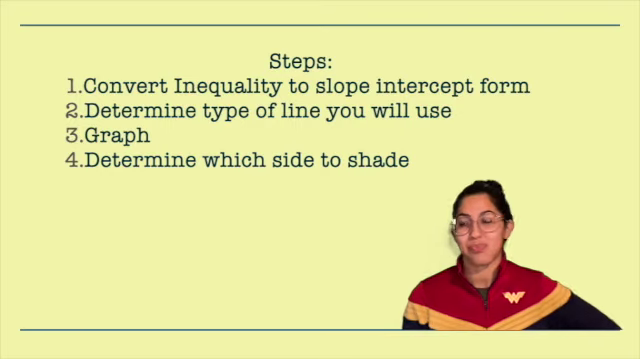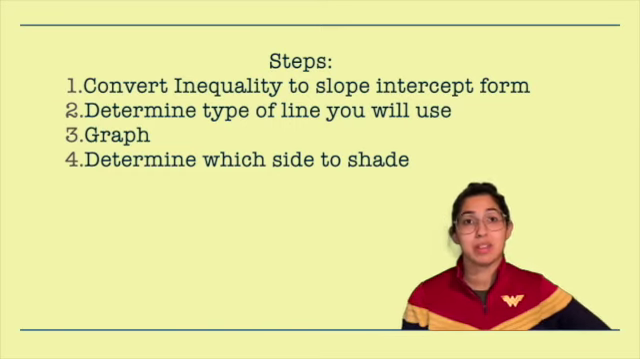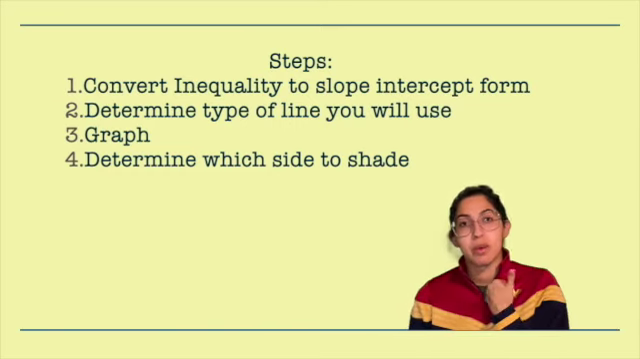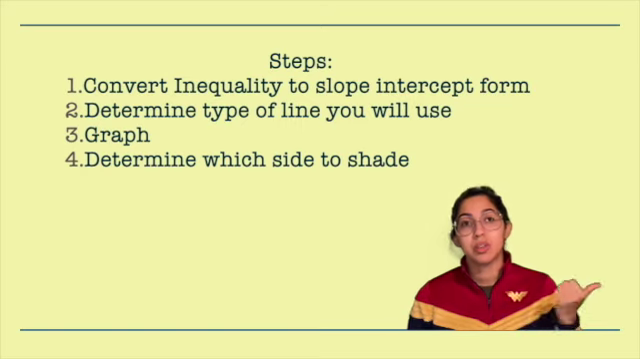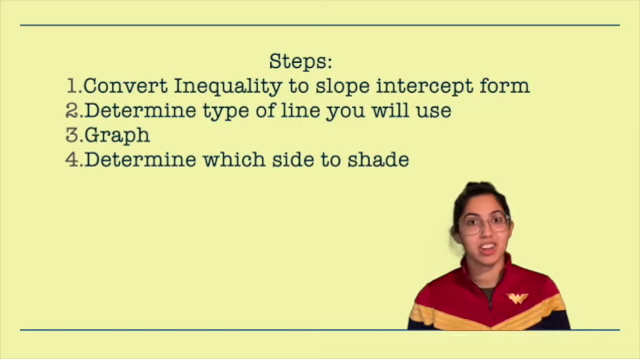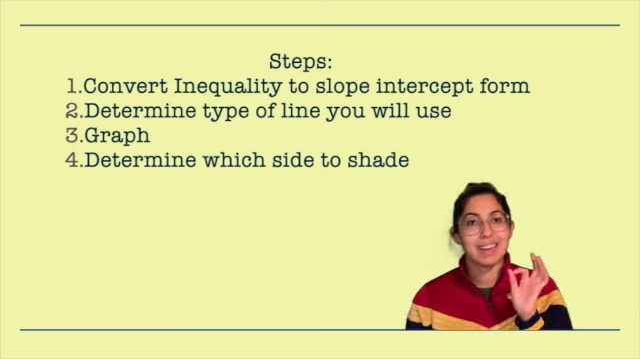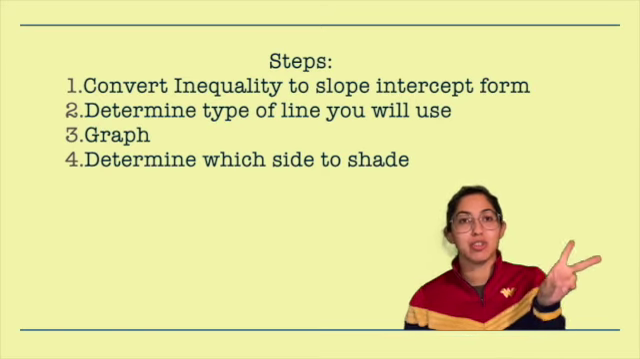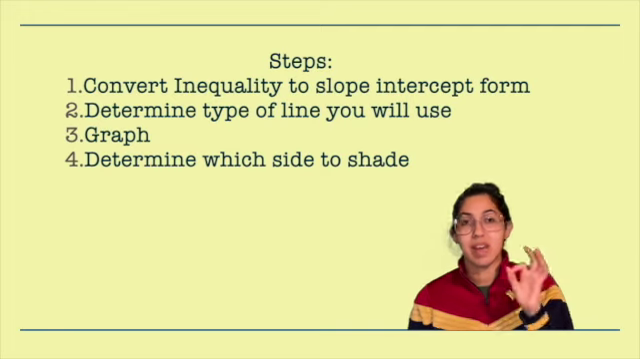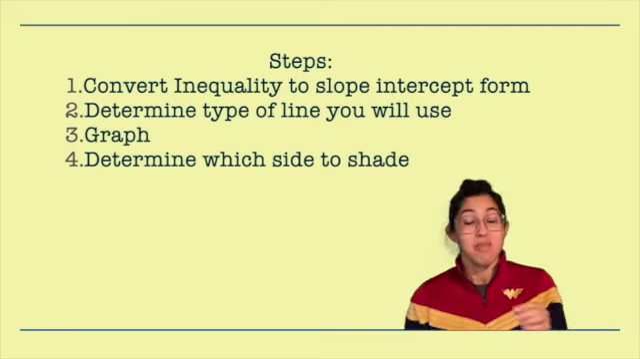So here we go. First thing we're going to start with is some steps. Always remember, convert your inequality to slope-intercept form. Make sure when you go to convert, if you divide or multiply by a negative, your sign has to flip, okay? Anytime you divide or multiply by a negative, your sign is going to flip.